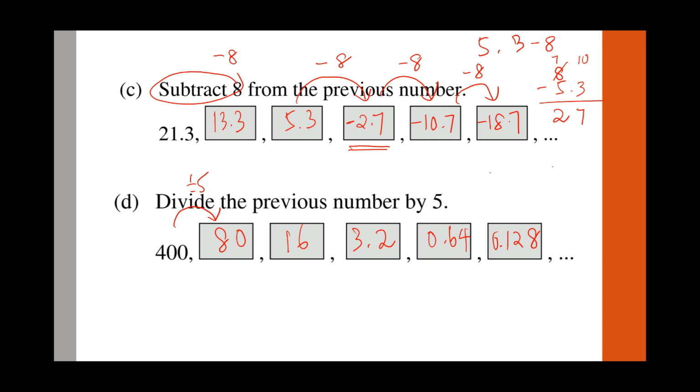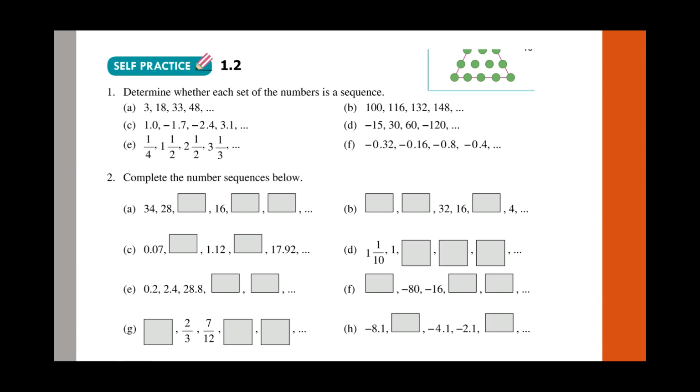Let us check whether it is correct or not. You divide by 5 one by one. So 80 divided by 5, we get 16. 16 divided by 5, we get 3.2. And then this one, yes, correct, 0.64. 0.128. Yes, all correct already. Very good.